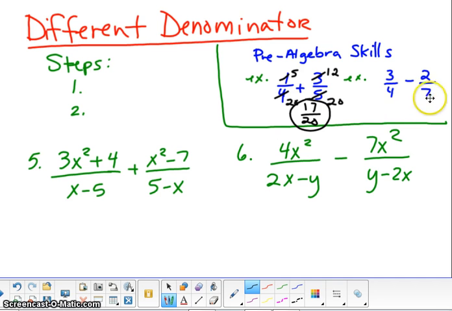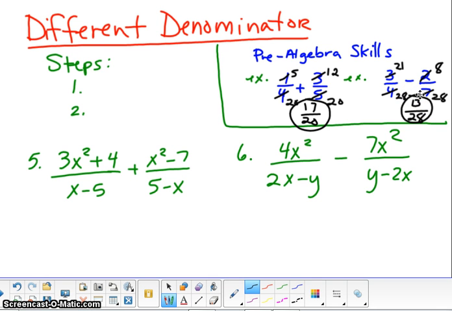Okay, on the next one, 4 and 7, the least common denominator would be 28. I had to multiply by 7 on the first one, so I'm going to multiply 7 on the top. Same with the next one, I'm going to multiply by 4, so on the top as well. 21 minus 8 is going to be on the top, and the common denominator is going to be on the bottom. So you end up with 13 over 28.